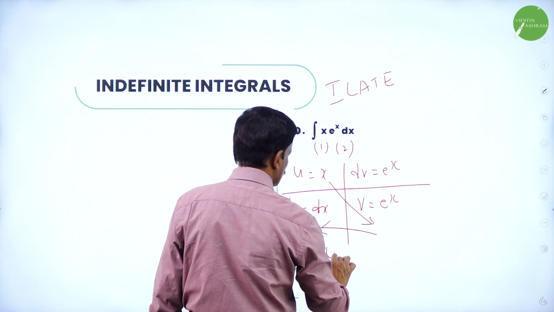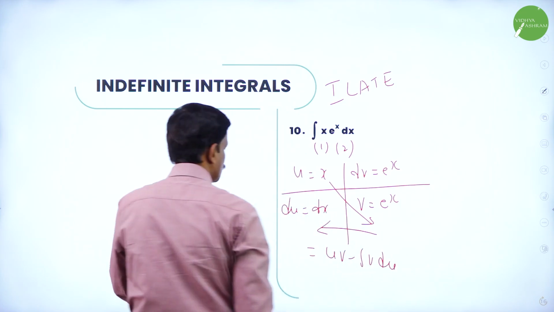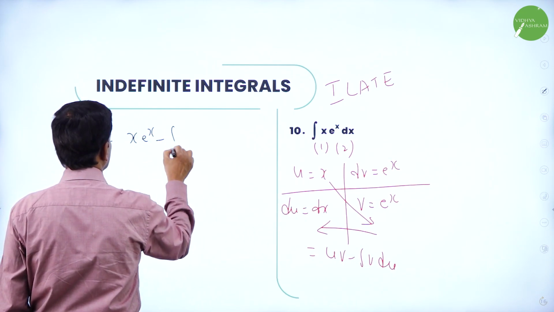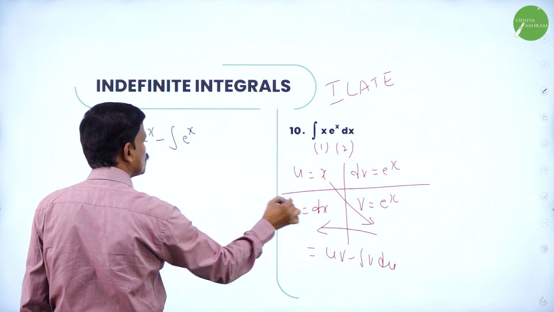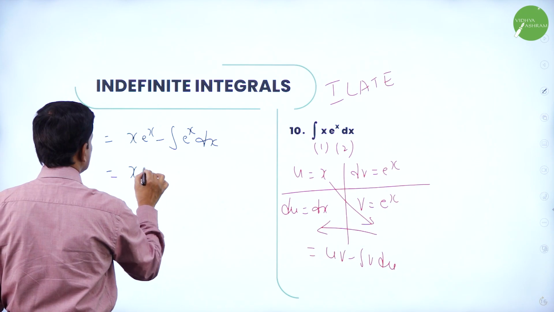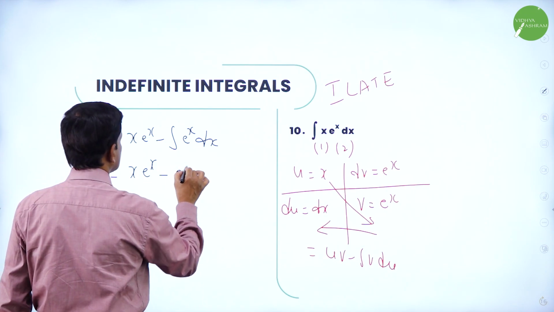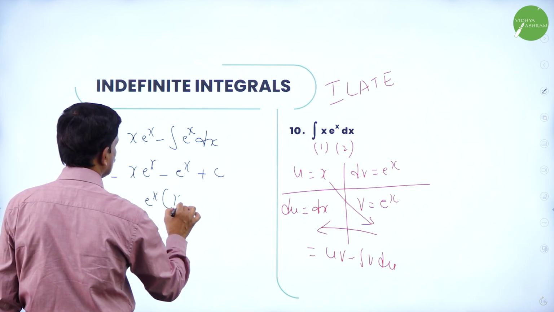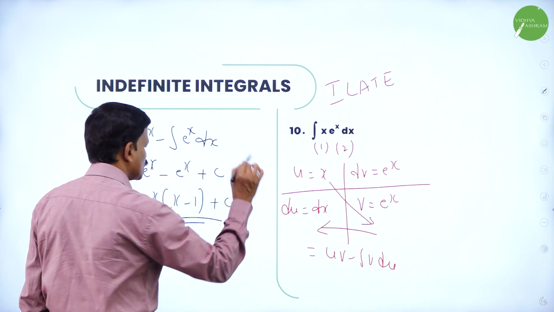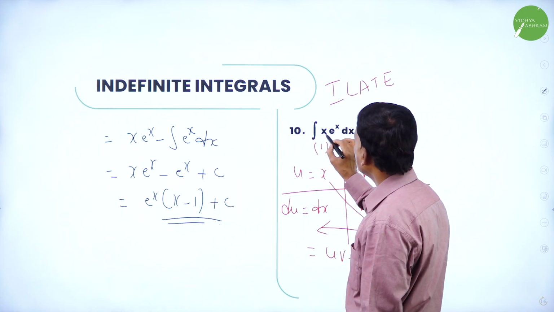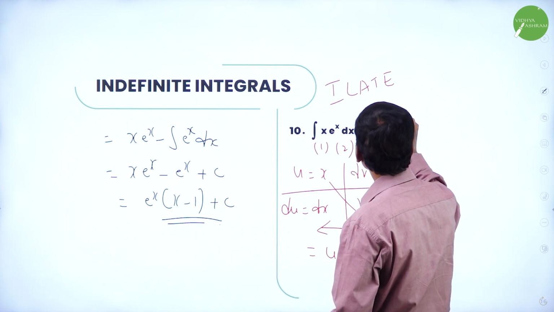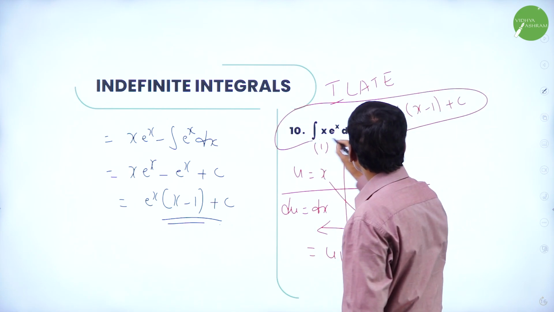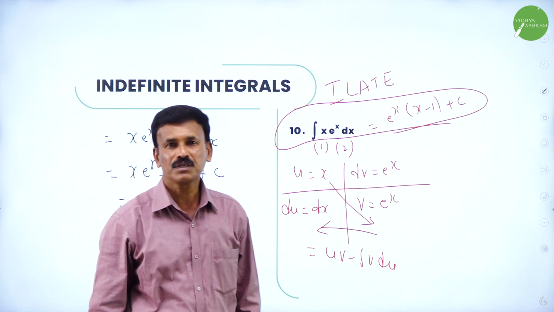This is the formula: uv minus integral v du. What is u? U is x into e power x minus integral v, v is e power x, into du is equal to dx. X into e power x minus integration of e power x, which is e power x, plus c. If you want, you can stop here itself, or you can take e raised to x common factor: e power x into x minus 1 plus c is the integrated answer. So therefore, integration of x e power x is equal to e to the power of x into x minus 1 plus c. This is also very important for 3 marks.